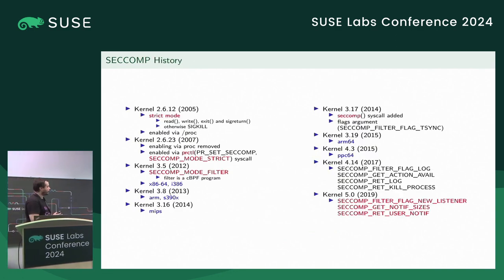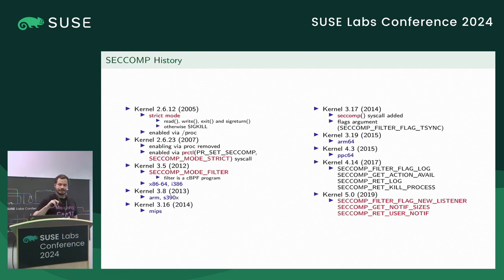Now, a bit about SECCOMP history. SECCOMP is a kernel feature that dates back to 2005, kernel 2.6.12. And I think it was Andrea Arcangeli who introduced it into the kernel. The history goes up to kernel 5, but I'm not going to go over it. You can read it later if you want. What is important is that originally SECCOMP introduced a strict mode, and it was very simple. The first version was basically only a Boolean flag. You could turn SECCOMP strict mode on, and from that moment on, the only things you could do were execute four syscalls: read, write, exit, and sigreturn.